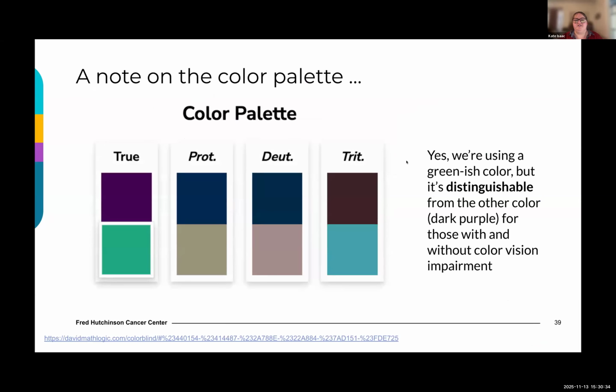A note on the color palette you just saw. We're using a greenish color, and you might have heard that if you want your visualizations to be color blindness friendly, not to use green. And that is because you might not want to use red with green so that it's friendly for people with red-green color blindness. And in this case, that greenish color is distinguishable from the other color that we're using. So it is accessible.